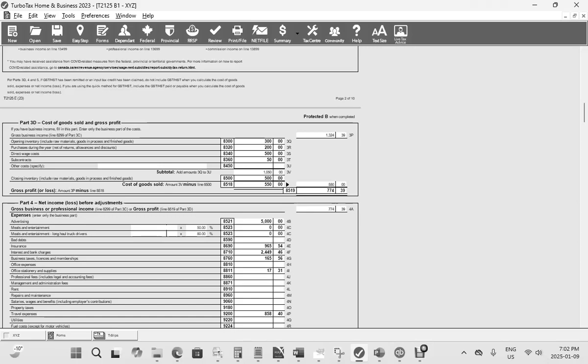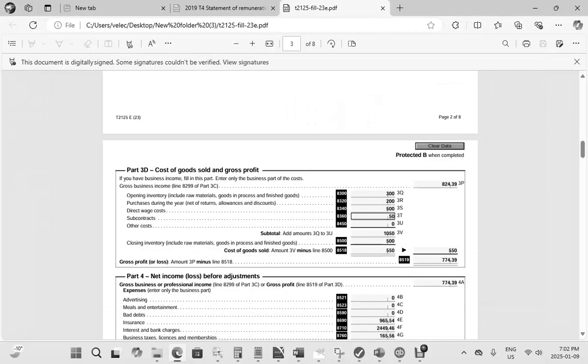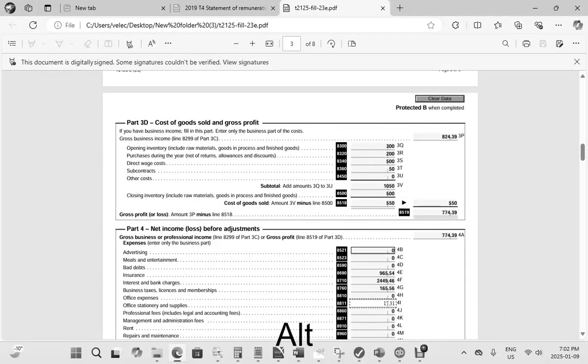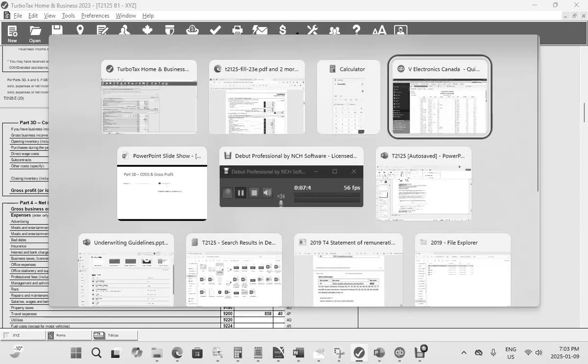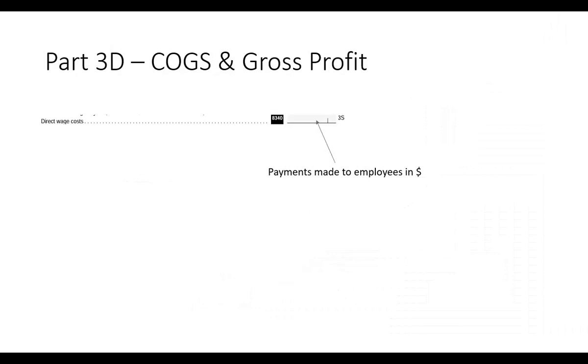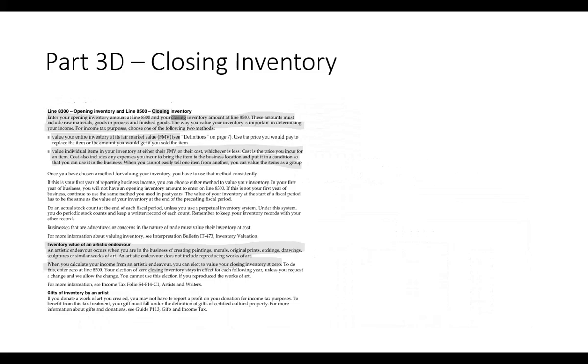Going back to advertising, it was 0. Let's change it back to 0. So no money spent on advertising this year, the tax year for which we're filing this tax return. Meals and entertainment. So we go back to our presentation from the last video. Your meals and entertainment.